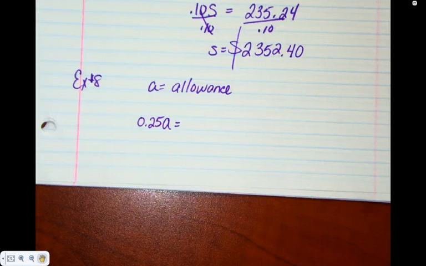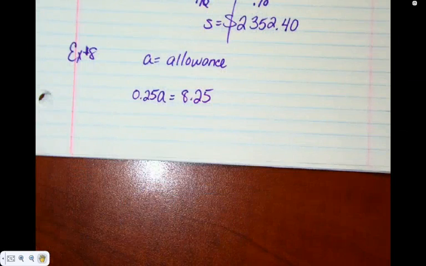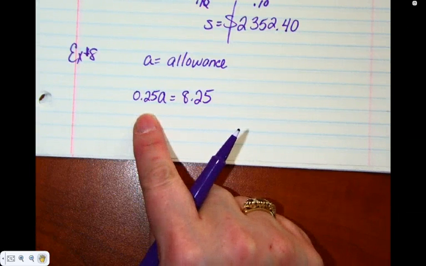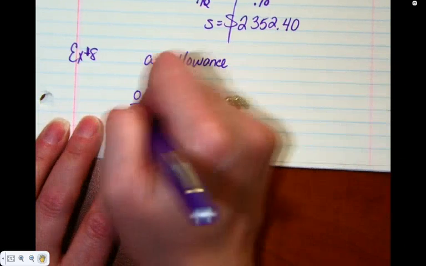What's the only number we haven't used? 8.25. Look at how easy that equation is. One-step equation. How do we get rid of a coefficient? Divide.